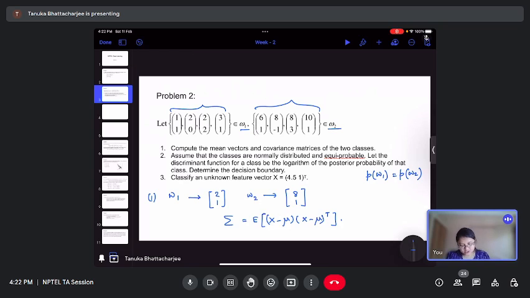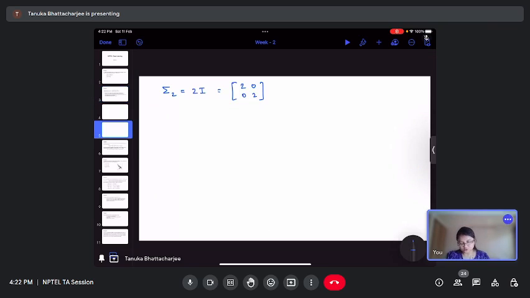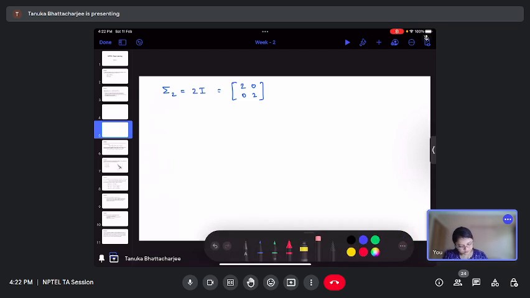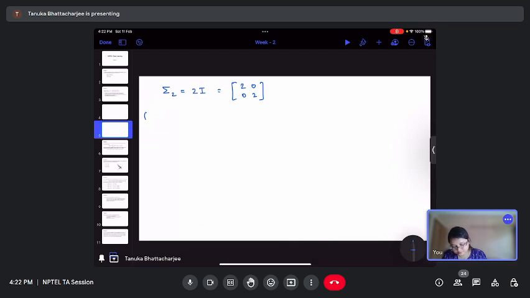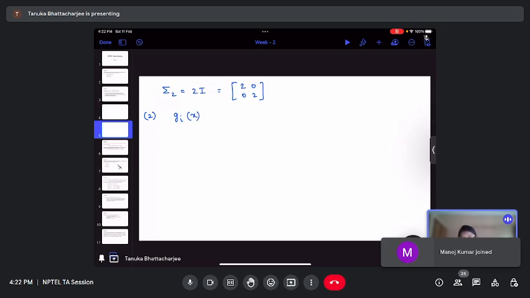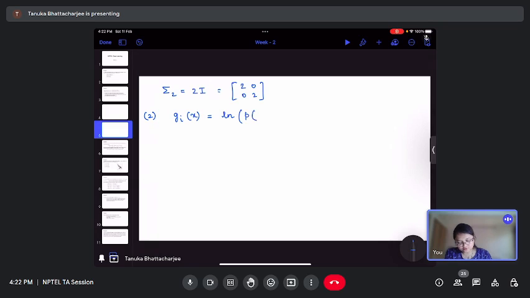So here it is mentioned that the discriminant function will be the logarithm of the posterior probability of that particular class. For the ith class, I denote the discriminant function by g_i(x). So g_i(x) will be, as per the problem, log of probability of omega i given x. So the posterior probability of class omega i, that is probability of omega i given x, we take the logarithm of that as the discriminant function.